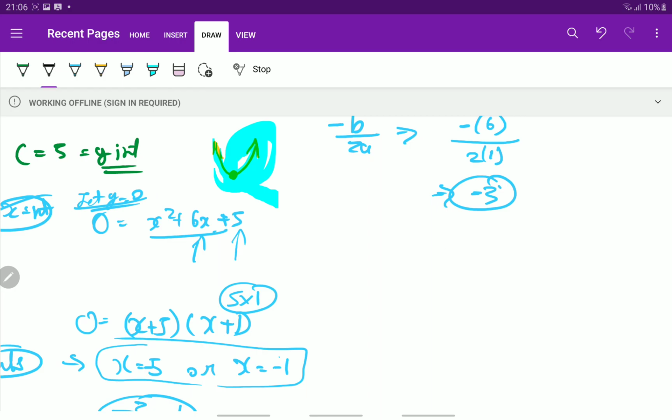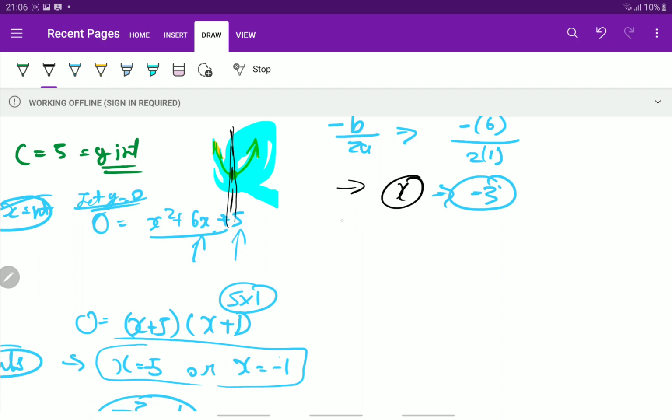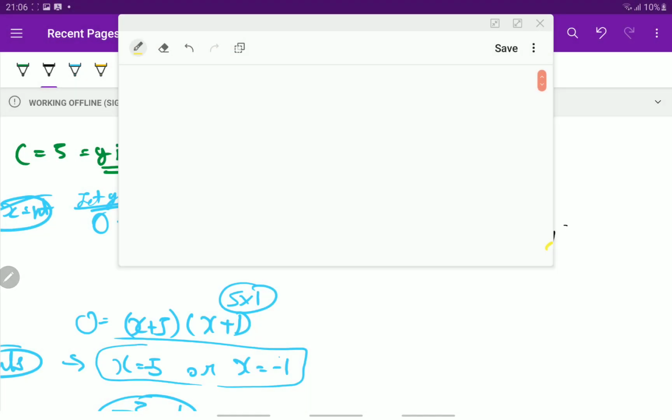So we find the axis of symmetry is minus 3, right? The axis of symmetry always goes through the vertex. So the axis of symmetry is the x coordinate. So when you find the axis of symmetry, you're basically finding the x coordinate for the vertex of the parabola.